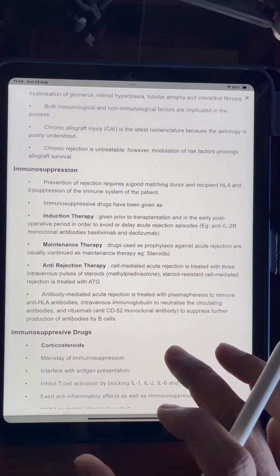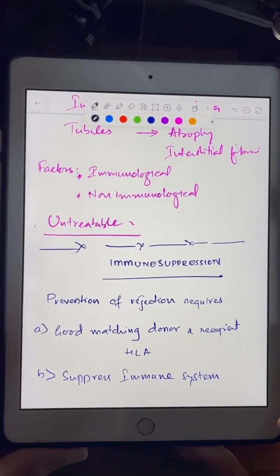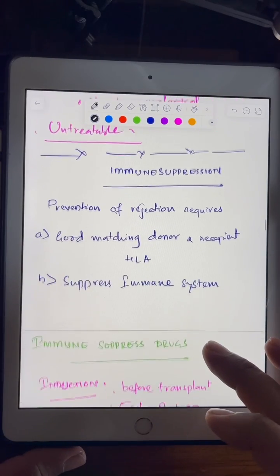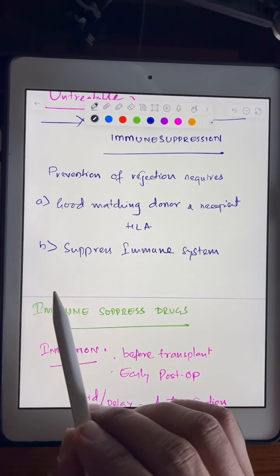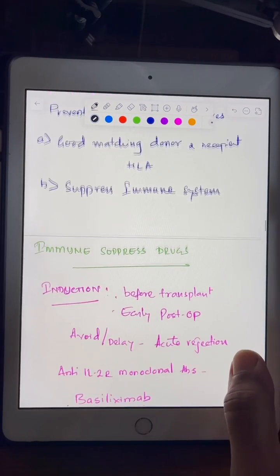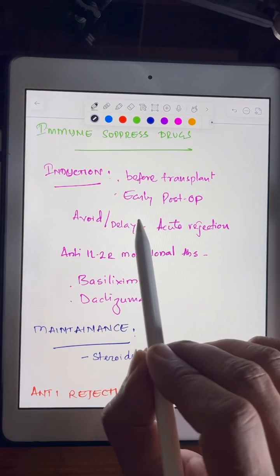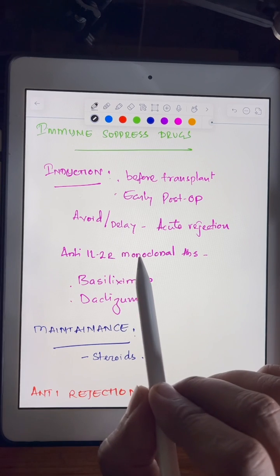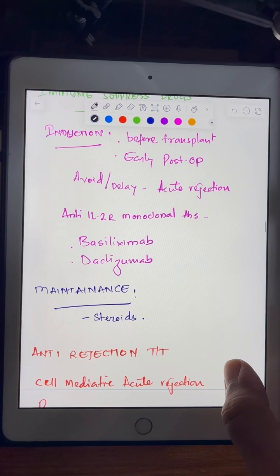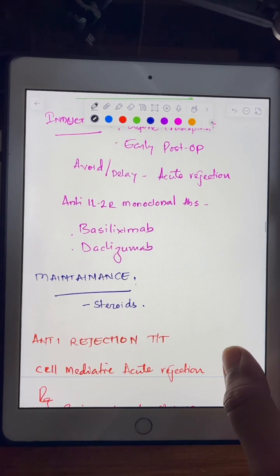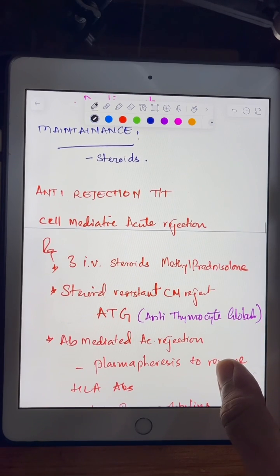Now, immune suppression. How do you do immune suppression to prevent graft rejection? Prevention is done by good matching of donor and recipient, that is HLA matching, and by suppressing the immune system. Immune suppressor drugs: induction is done before transplantation and early post transplant to avoid delayed acute reaction. Anti-interleukin 2 monoclonal antibodies, basiliximab and daclizumab. Maintenance steroids, and anti-rejection treatment.